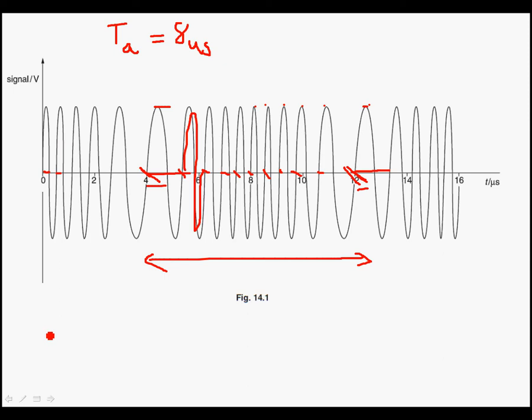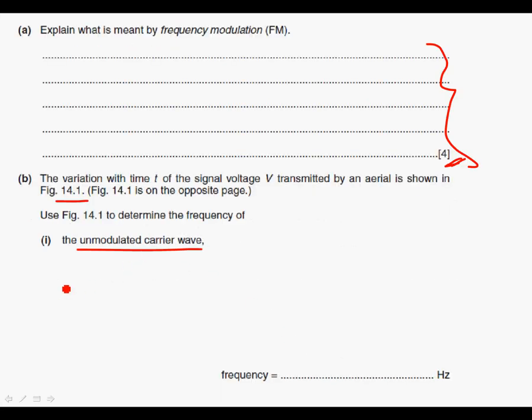So 10 waveforms would be 8 microseconds. So one waveform, which means the average time period of the carrier wave, is going to be 8 microseconds over 10, which would be 0.8 microseconds. Once you have the time period of the carrier wave, you can find the frequency, because the question is the frequency of the carrier wave, which is 1 over the time period, 1 over 0.8 microseconds.